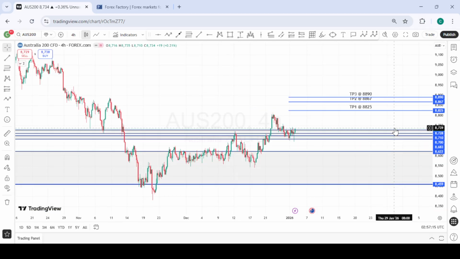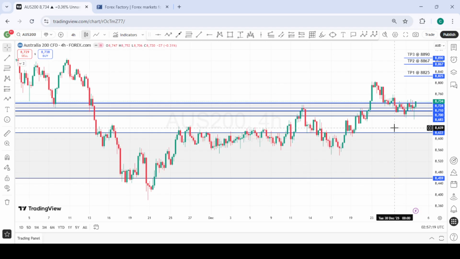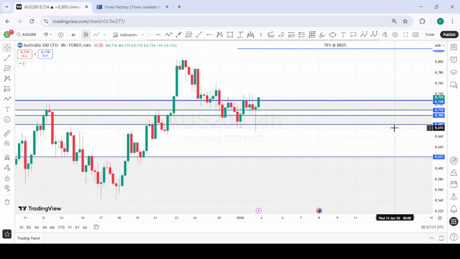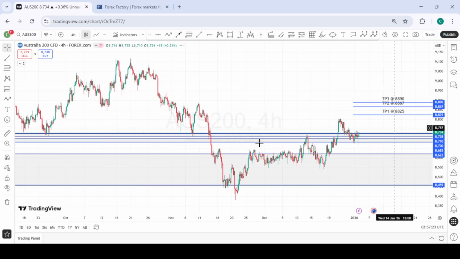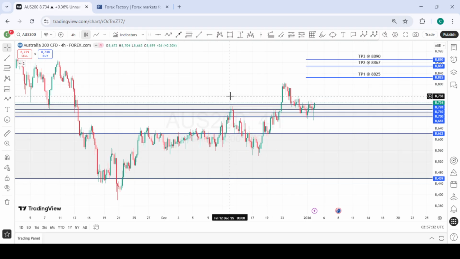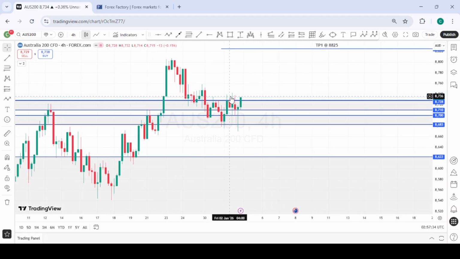So this is also Australian 200, the Aussie index. It's also extremely bullish. It's actually reacted from a monthly area of interest, and it's still giving us some bullish structures both on a daily and 4 hours. So it's wise of us to look for buying opportunities to the upside.